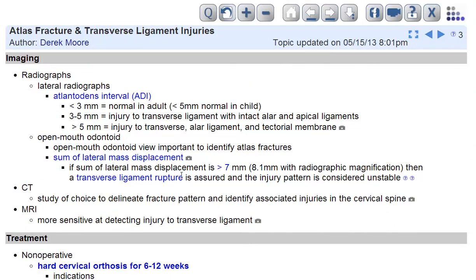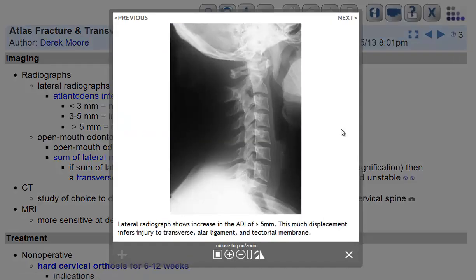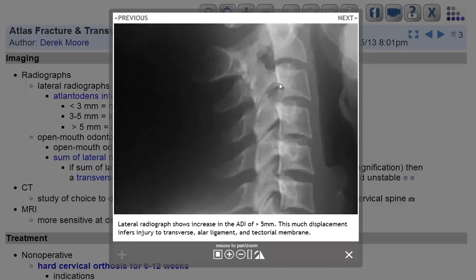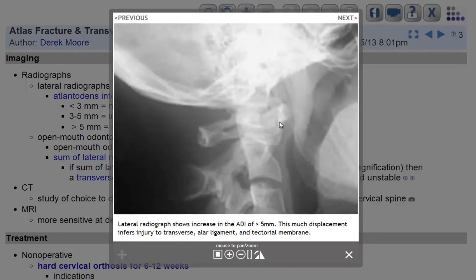So talking about imaging studies, the most important views that you want to obtain are your AP, lateral, and your open mouth odontoid. One thing that you're looking at is your atlantodens interval, and you're going to be looking at this on your lateral view. So your atlantodens interval again is the distance between the anterior arch of C1, marked here, and your odontoid.